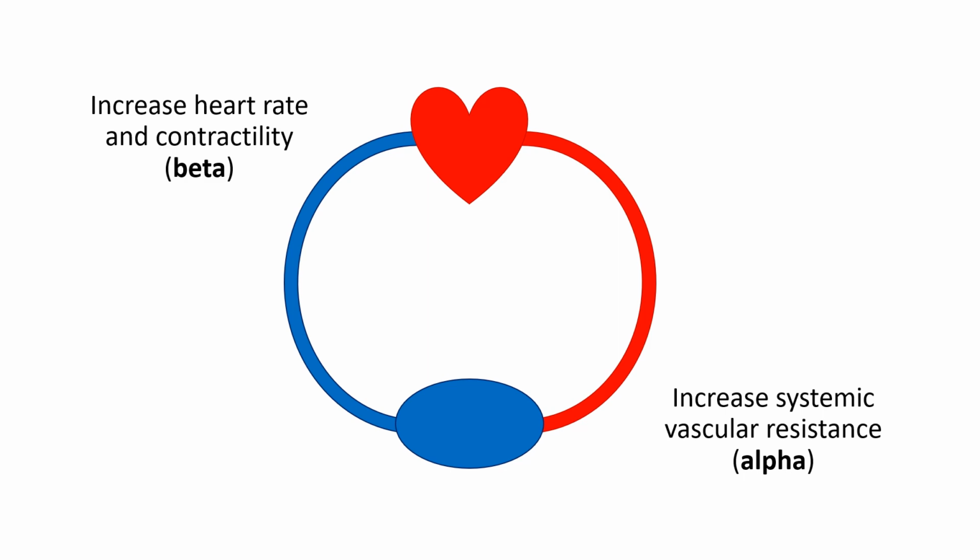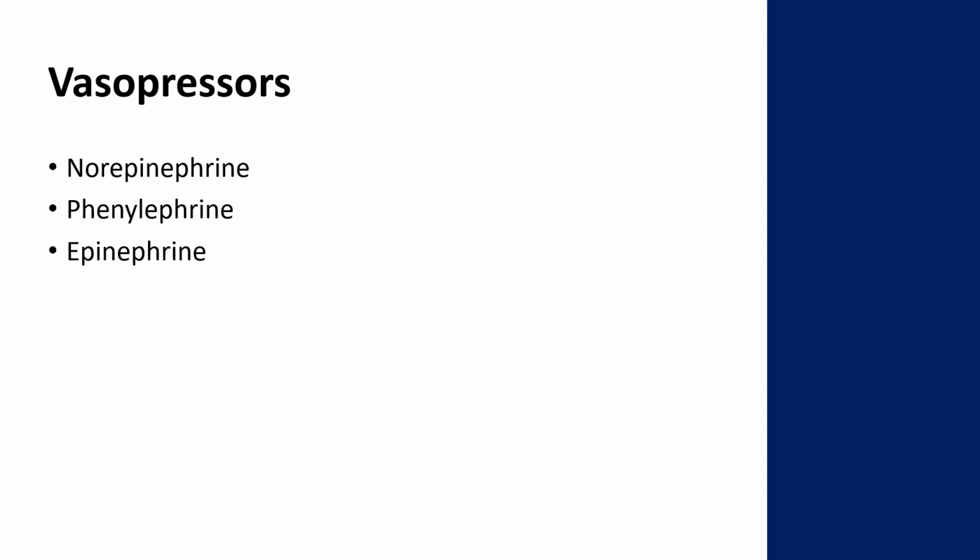Now, that's not the only thing they do. They can also increase your heart rate and increase your contractility, so they can make the heart beat faster and make it beat stronger. And we typically refer to that as a beta effect, because that's mediated by the beta adrenergic receptors that are expressed in your heart. There are 4 different vasopressors that we're going to talk about here: norepinephrine, phenylephrine, epinephrine, and dopamine.